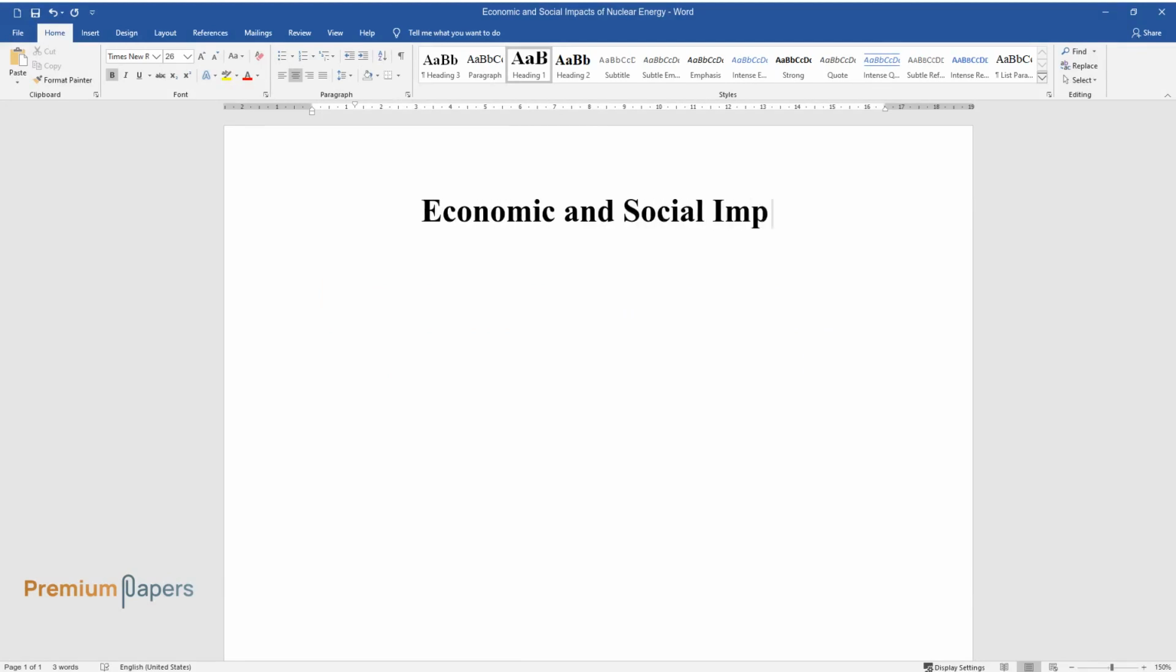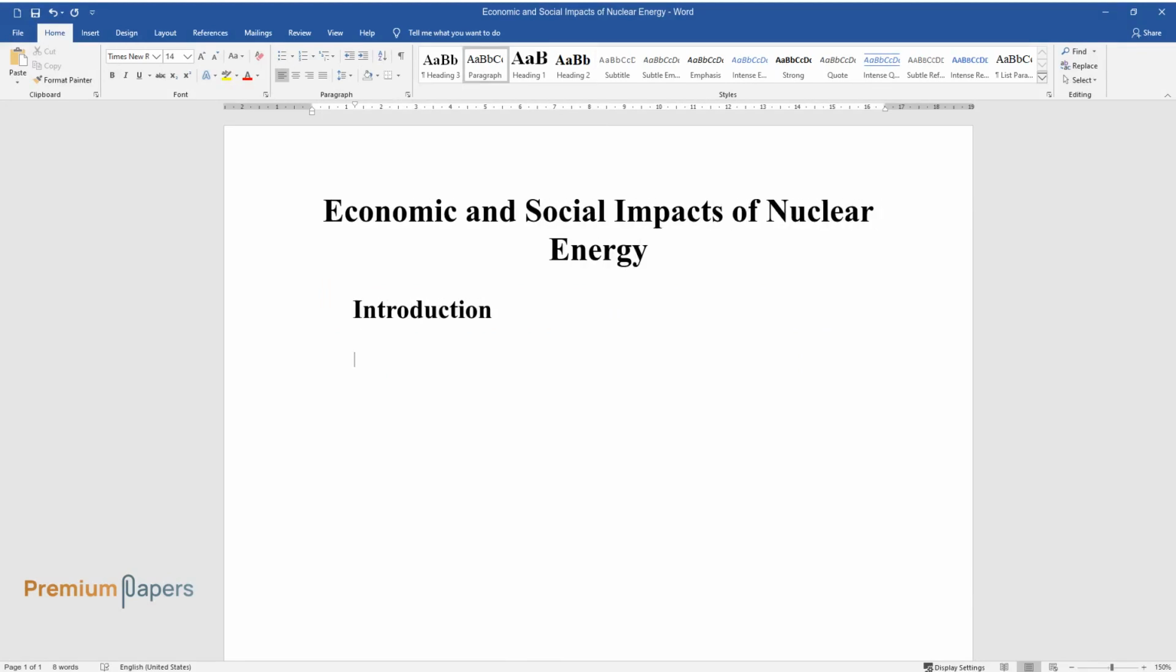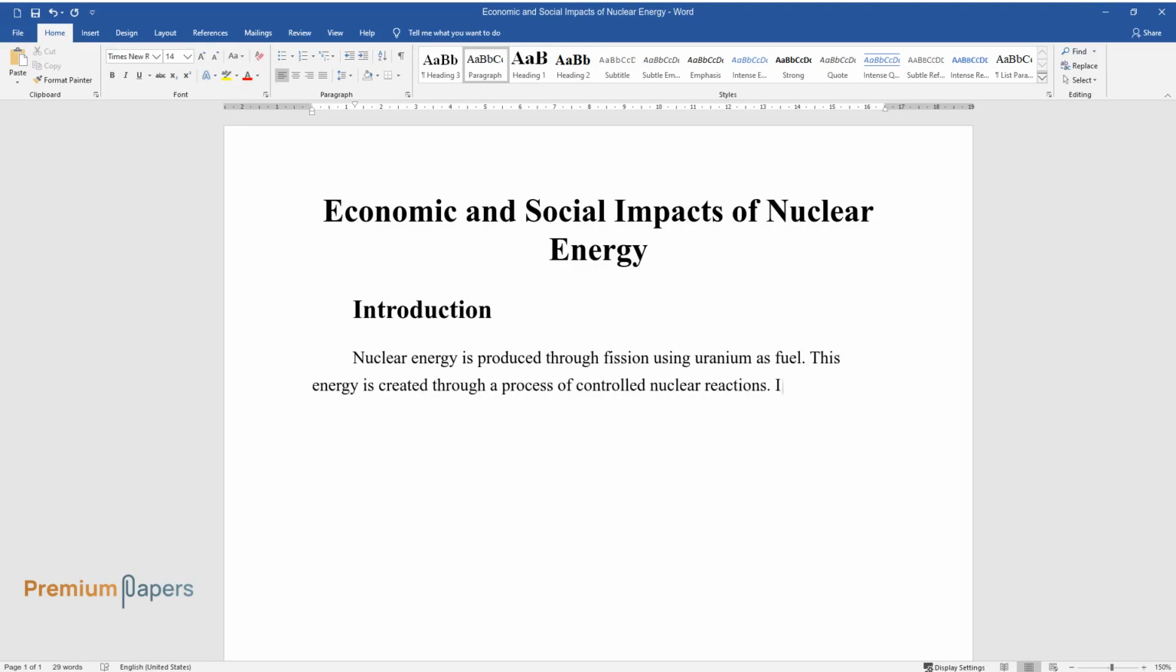Economic and social impacts of nuclear energy. Introduction. Nuclear energy is produced through fission using uranium as fuel. This energy is created through a process of controlled nuclear reactions. In this process, a lot of heat is produced.